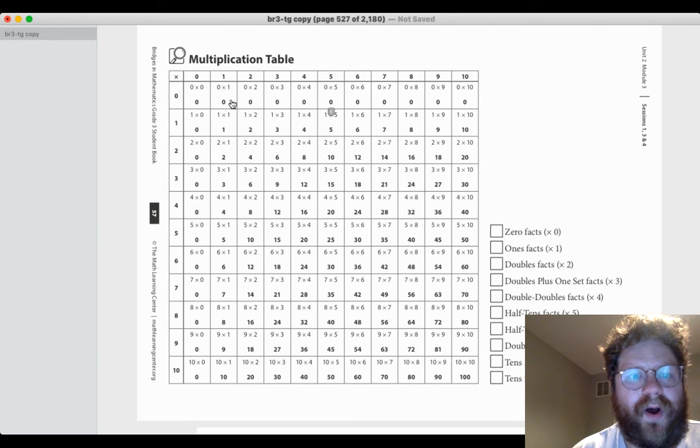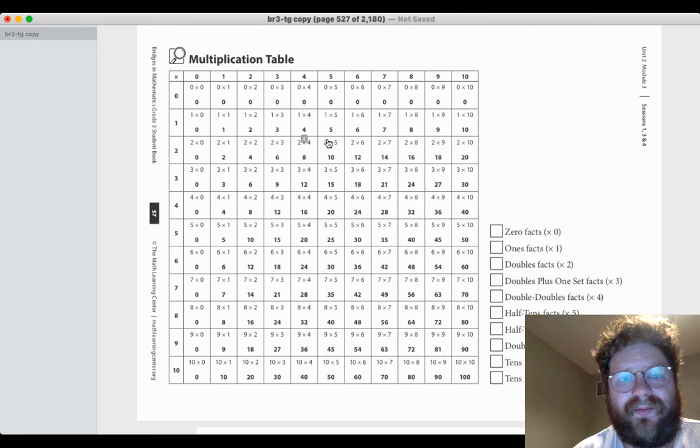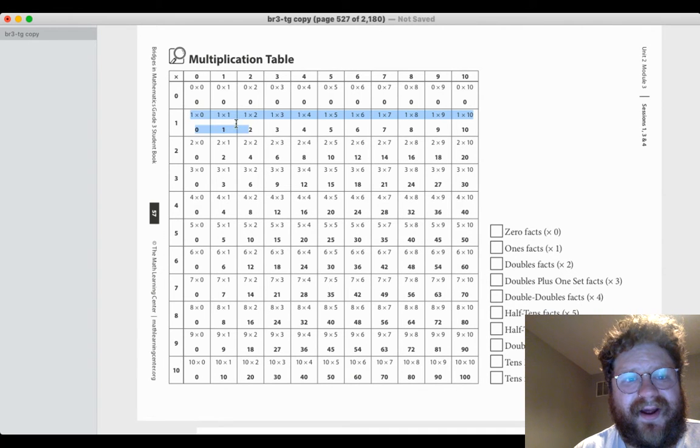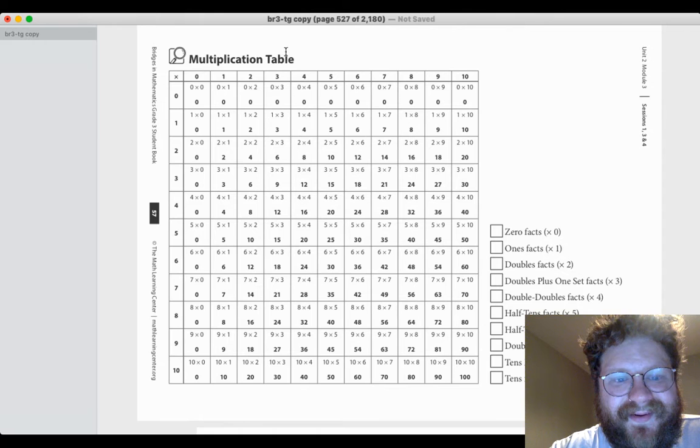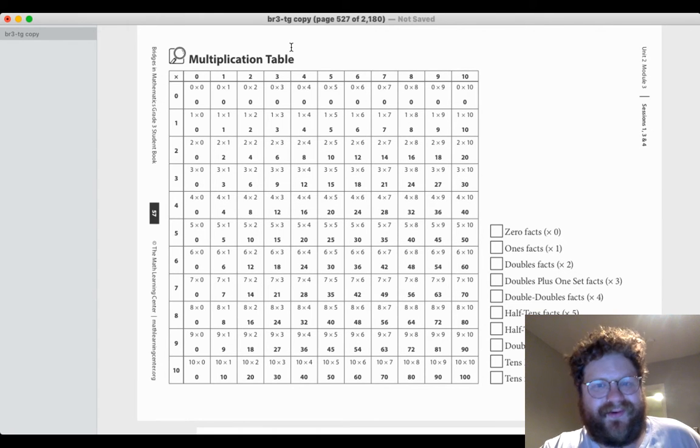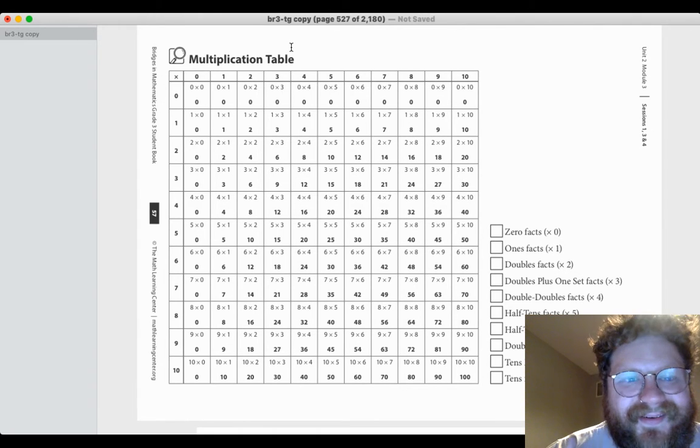Now let's look at the 1 column and the 1 row. What do you notice about that? I'll highlight it here. What you might notice is that 1 times any number equals itself.